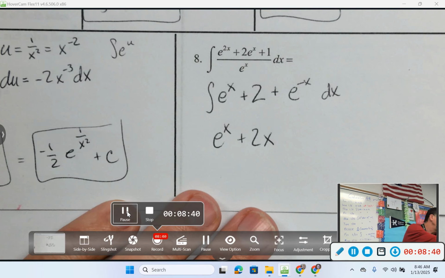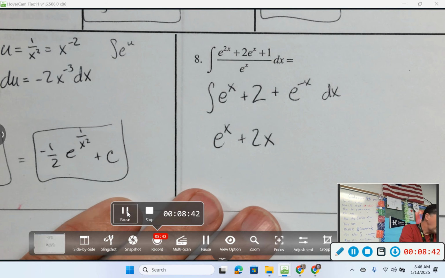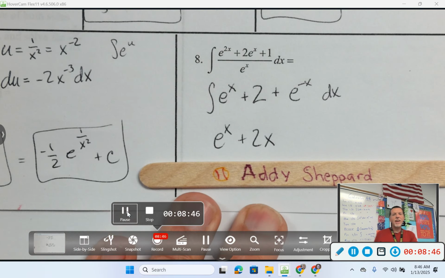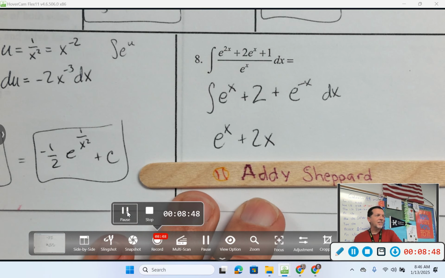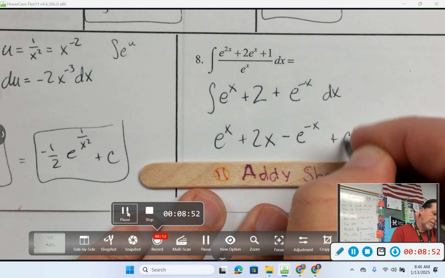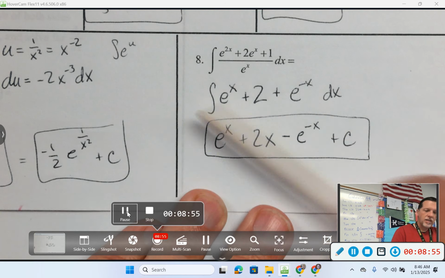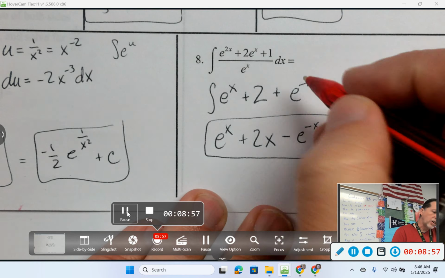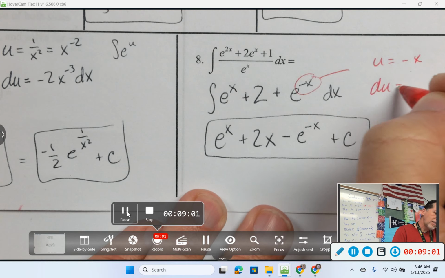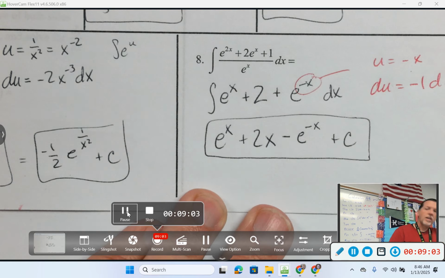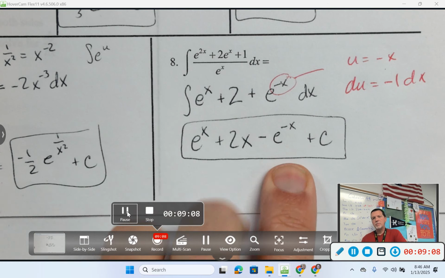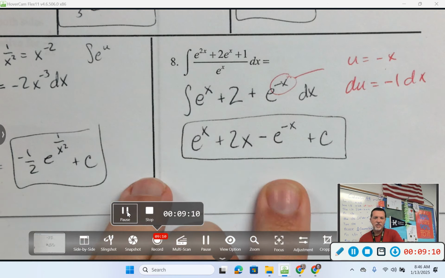And that last one, I bet Addie can get without going through all the u substitution. Addie, what's the antiderivative of e to the negative x? Good. Again, if you're stuck on one of those, take the time to say u equals negative x. Work in the process. But once you've done a bunch of these, you start doing some of the easier ones in your head.